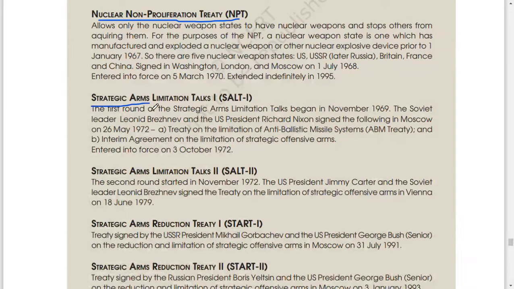Strategic Arms Limitation Talks 1, SALT 1. The first round of the Strategic Arms Limitation Talks began in November 1969. The Soviet leader Leonid Brezhnev and the US President Richard Nixon signed the following in Moscow on 26 May 1972: a treaty on the limitation of anti-ballistic missile systems, the ABM Treaty, and an interim agreement on the limitation of strategic offensive arms, which entered into force on 3 October 1972.